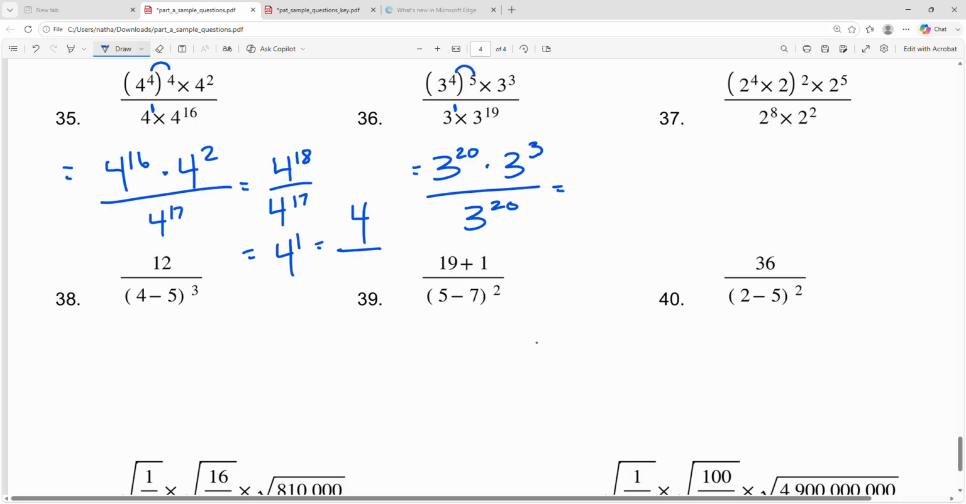But I can also see that these are being multiplied together, then divided by 3 to the 20. I can just divide those out by 3 to the 20 each, like we've done in other fractions. So we can cancel those out, and we're just left with 3 to the 3.